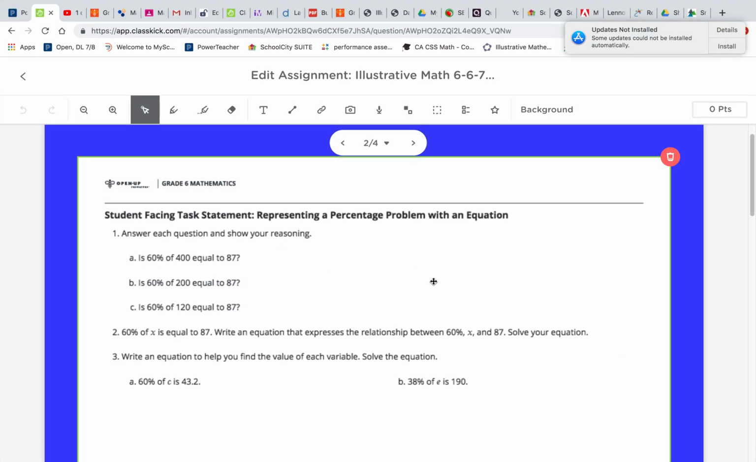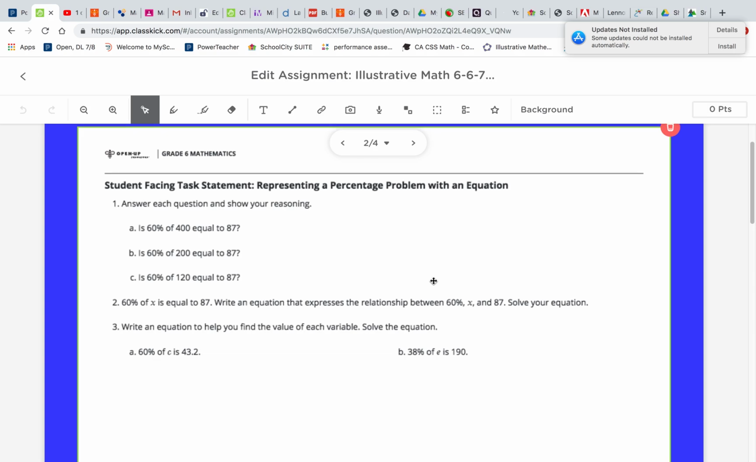Welcome, class, to the first activity in Lesson 7 of Unit 6, representing a percentage problem with an equation. All right, so you may remember that we worked on percentages a few units ago, so they don't disappear. We bring them back, and so we're going to represent a percentage problem with an equation now. Some of these problems we've worked on figuring out before through other strategies, but now we're going to be using an equation.